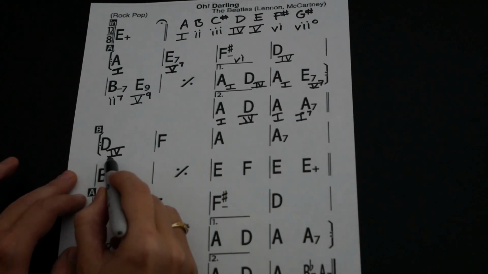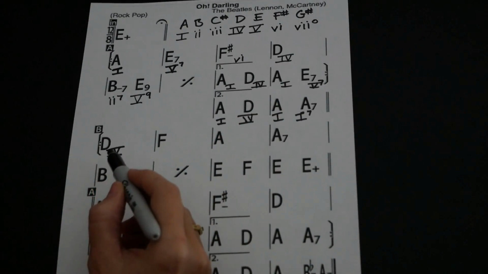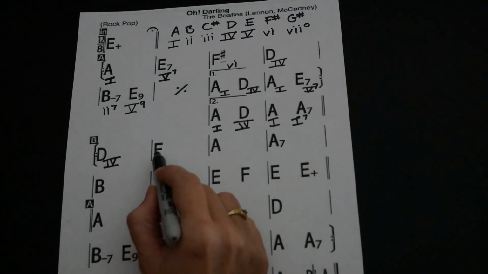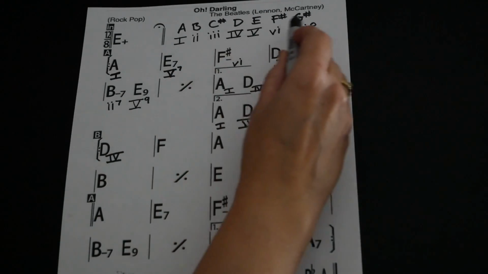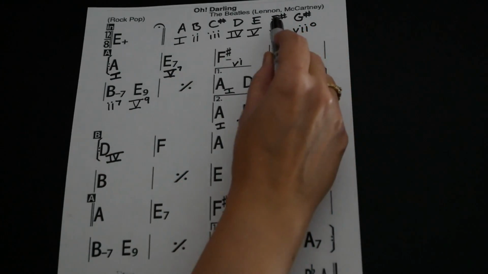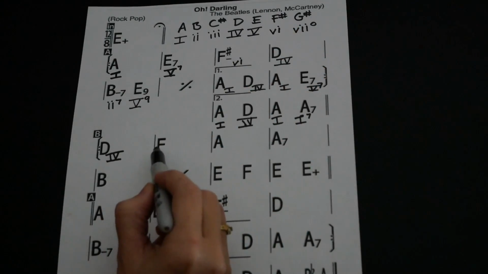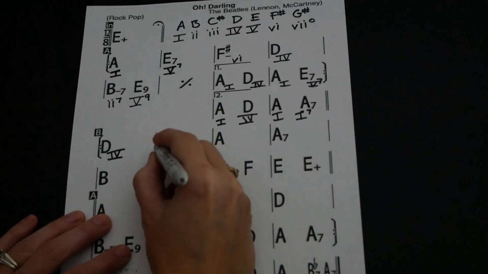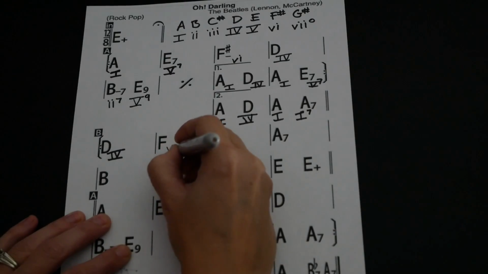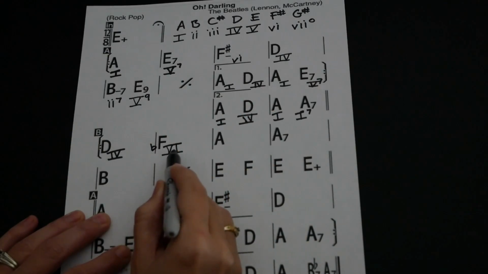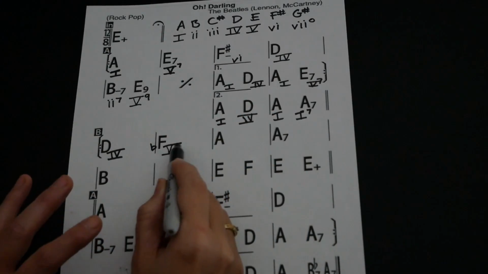So now we have the 4 chord, right? D. We've got this really strong D chord. But now we take another chord that's totally out of the key. It's an F. It's not in the key. There's an F sharp, right? So F sharp is the 6th degree. All we need to do is write, this is a major chord, so we can write a major 6, but we have to write a flat in front of it. So it's the flat 6 major chord.